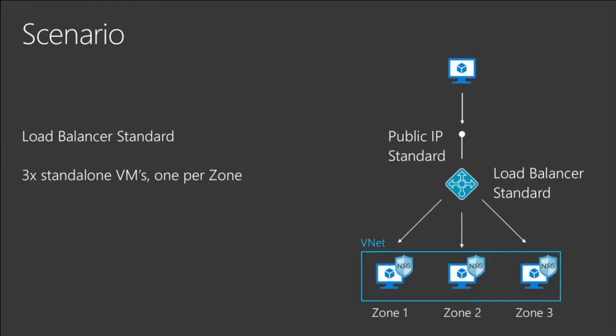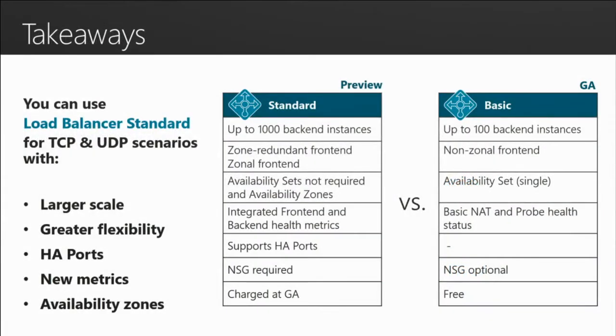All right, so yes, this is the scenario we just looked at. So here are the takeaways. You can use load balancer standard for TCP and UDP scenarios for larger scale, greater flexibility, support for HA ports, new metrics, and availability zones. In this table, there's a partial list of the differences, and I think I will just leave you with that.